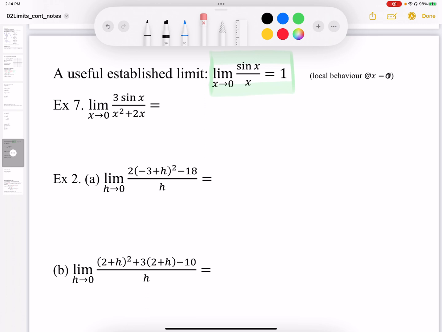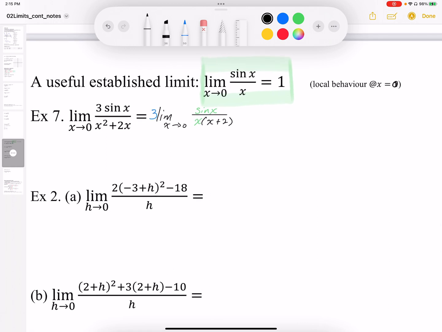So I'm going to rewrite this. I'm going to say this is a limit as x approaches 0. And I'm going to take that 3 out to the outside. I'm also going to take that sine x, and I'm going to factor the x out of the denominator. So I'm going to get sine x in the numerator, and I'm going to factor an x out of the denominator, and I'm left with x plus 2. And notice that we end up with sine x over x, and I can evaluate that limit as this established limit. As x goes to 0, it's a two-sided limit, it's equal to 1.